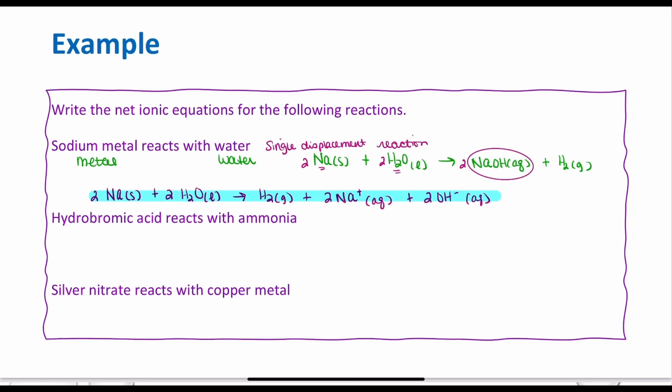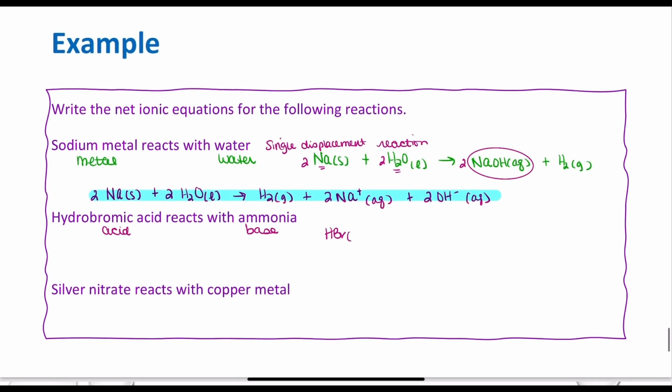Let's talk about hydrobromic acid with ammonia. Hydrobromic acid is a base. Or sorry, I'm writing in one spot and reading another, which is not helping. Hydrobromic acid is an acid, ammonia is a base. Acids plus bases react to make salt plus water. In this case, hydrobromic acid, HBr, reacts with ammonia, and this is going to be a synthesis reaction. It's going to combine and form NH4Br.